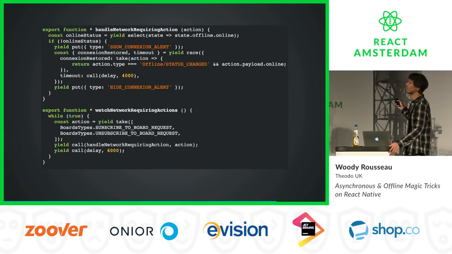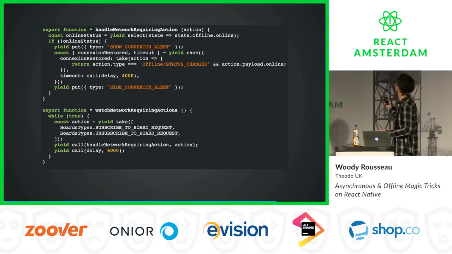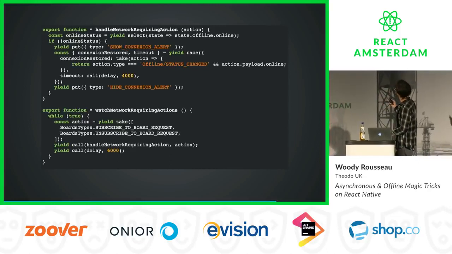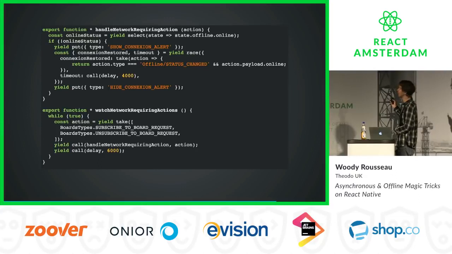Once I have the online status, if I'm actually offline, I want to just send an action that would be captured in the reducer to update this UI. For instance, let's say that show connection alert is going to change something in my state that allows me to show this toaster. And then I want to do some fancy race condition. It's what I said before. I want to either go to the next line if 4 seconds have been spent, or if my connection has been restored. And I can do that by listening to the Redux Offline action status changed, if the payload is saying that the app is now online. So again, I'll give you my slides if you want to check it out.